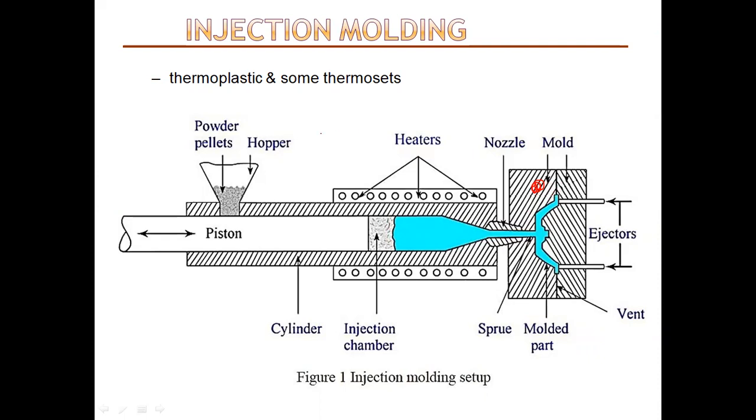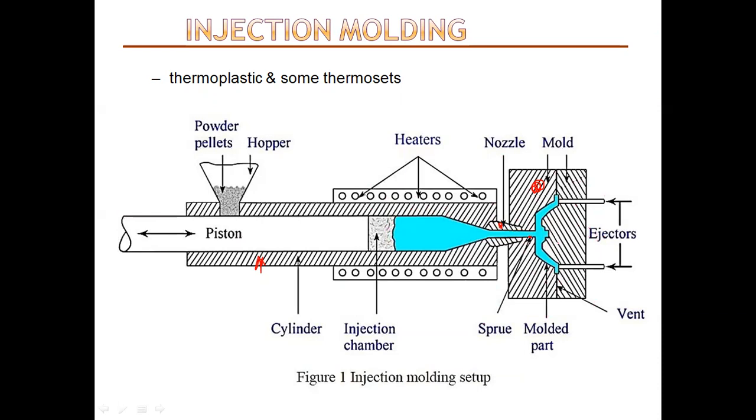Okay, so if we see, there are different parts. There is the hopper, where the powder pellets are fed. There is the cylinder, and in this cylinder the piston is there, and the cylinder is surrounded by heaters. Here the injection chamber is there. Further, here the nozzle is there, the screw is here, and here the cavity is there where the molded part is made. The vent is there, and ejectors are there, and the whole set is the mold.